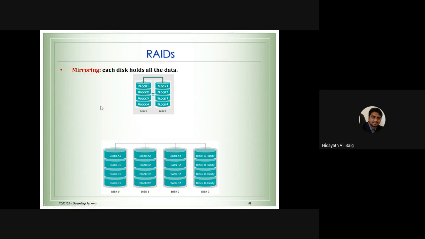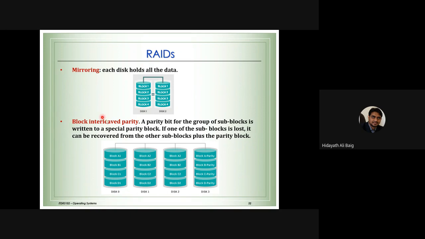But there is another strategy which we call block interleaved parity, and this is the important concept you need to know. What is block interleaved parity? Here, the point I told you in the previous slide, the group of subblocks is written in a special parity block. Look at this. This is block A divided into blocks A1, A2, and different blocks, and additional information is kept in another block. We call it a parity block.